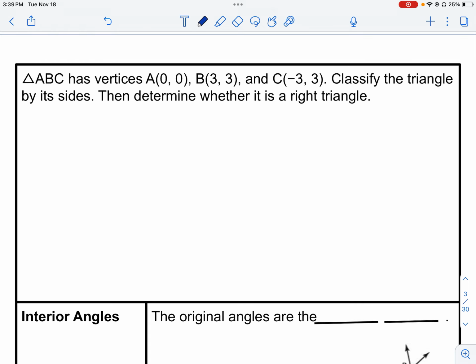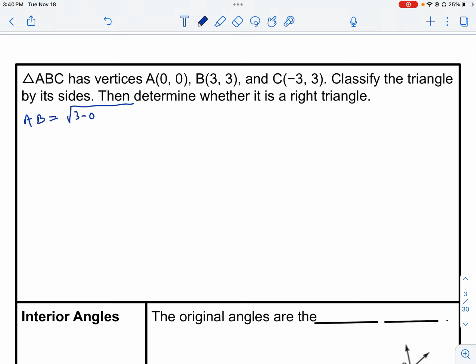One more time, we're going to do it, but without a diagram. So that means we just got to do all three slopes and see what happens. So go ahead and pause the video, find the sides, determine what kind of triangle it is by its sides, and then is it a right triangle? All right, let's see what we get.